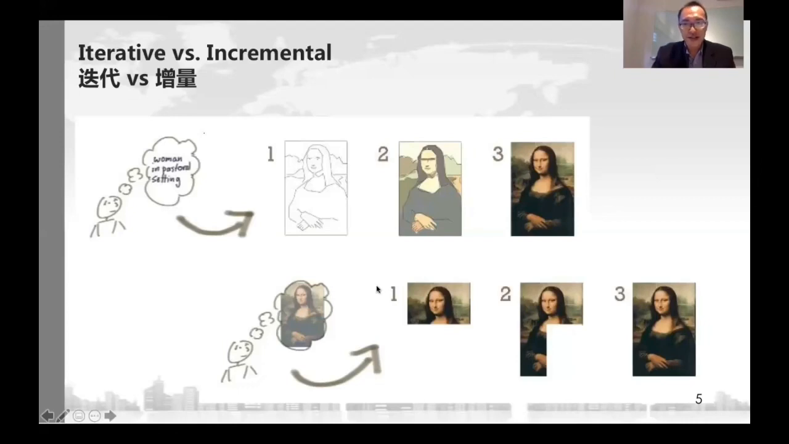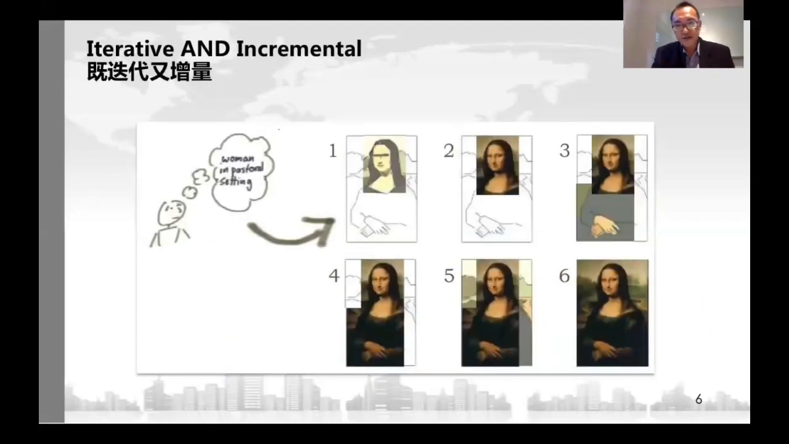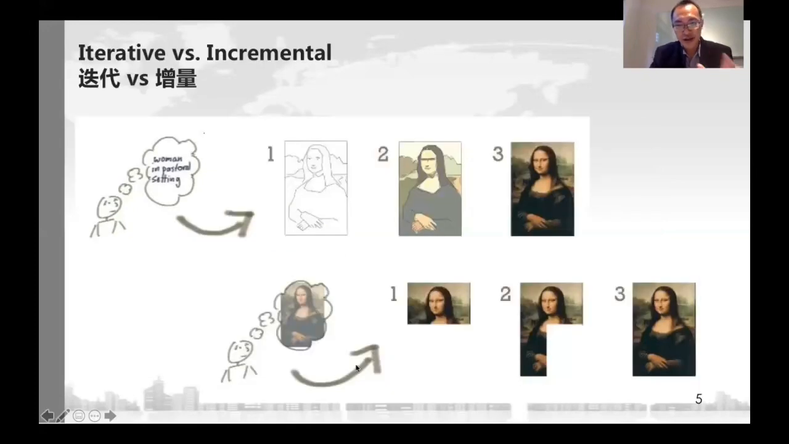Incremental is something like, let's do the head, the perfect thing of the head, and then do number 2, which is the right arm, and then the left arm.